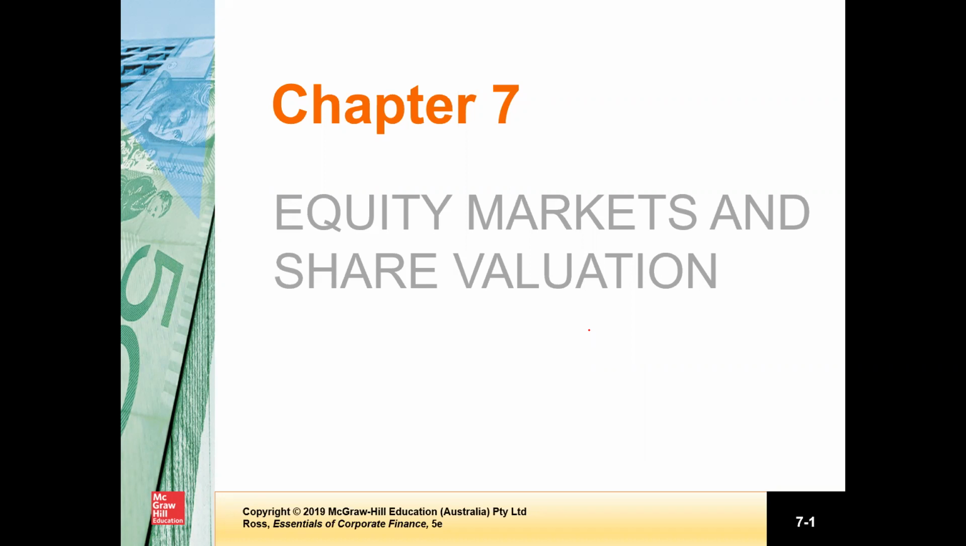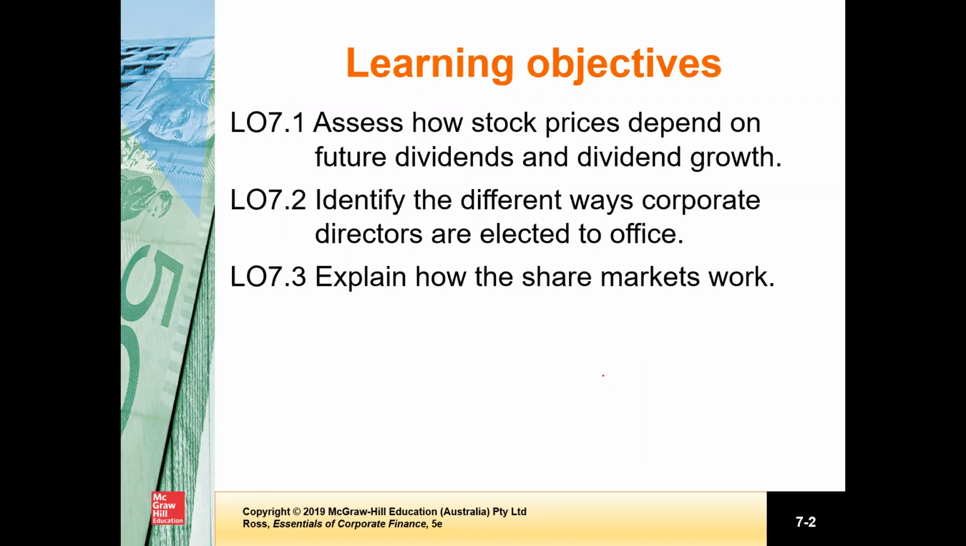This week our topic is equity markets and share valuation, and we are covering chapter 7 from our textbook. So as usual, we have several learning objectives in this chapter. Essentially we will learn about stock valuation and the factors that determine stock prices. And we will see how corporate directors are elected to office, how a stock market works, and we will also discuss different types of shares, their voting rights, and other features.